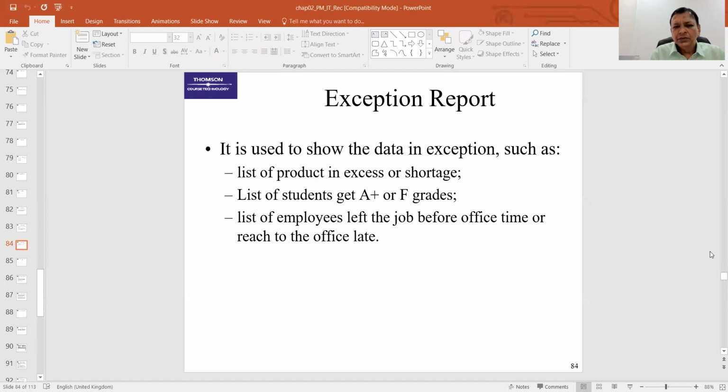And the exception, something in excess or something in shortage, like list of products in the stock, or list of students who got A plus or F, or list of employees who left the job early before the office time or reached the office late. So late attenders, latecomers, or the students who joined the class late.